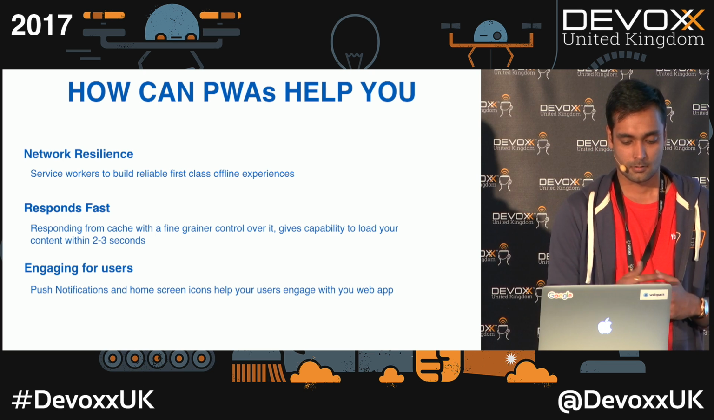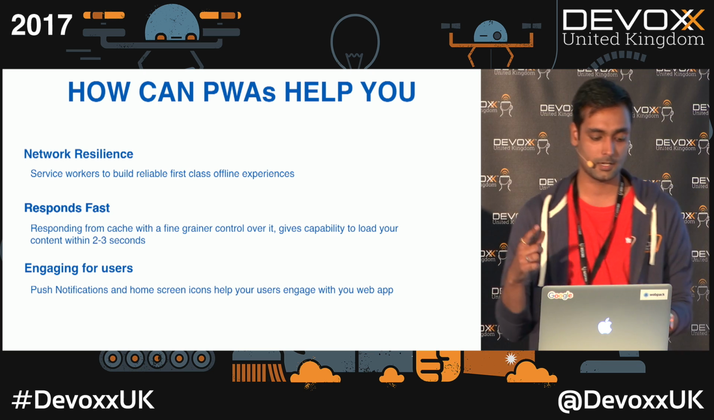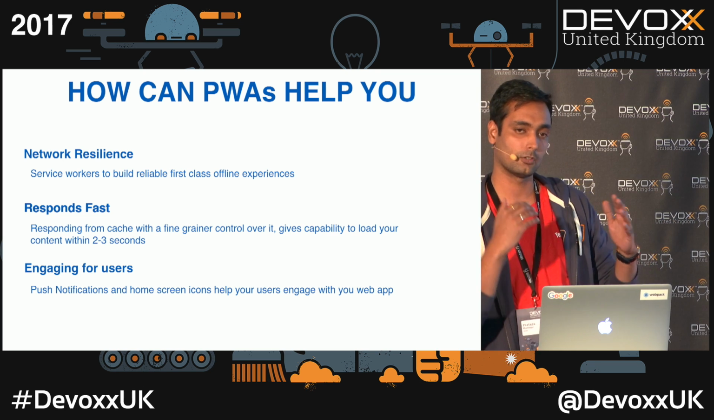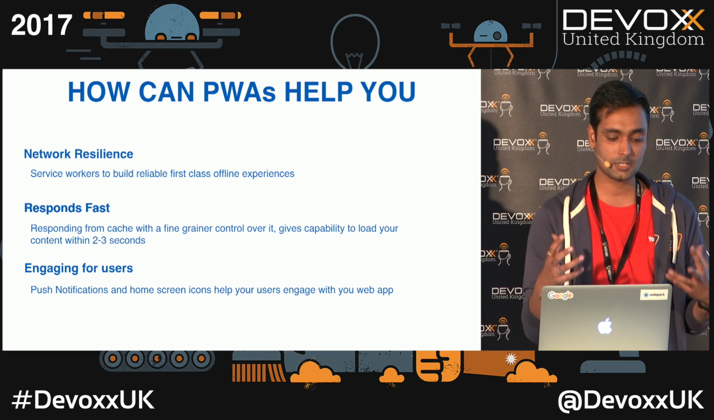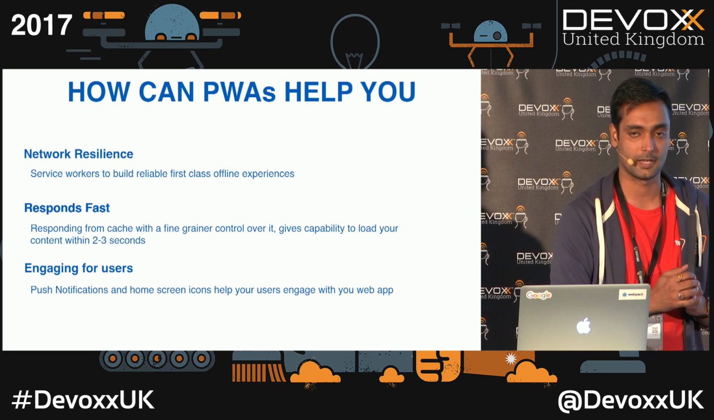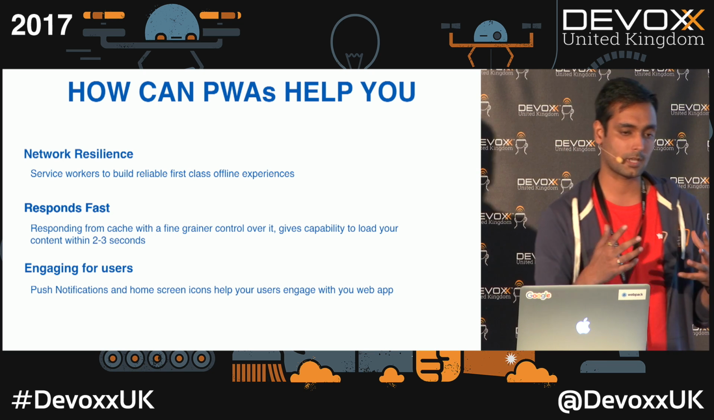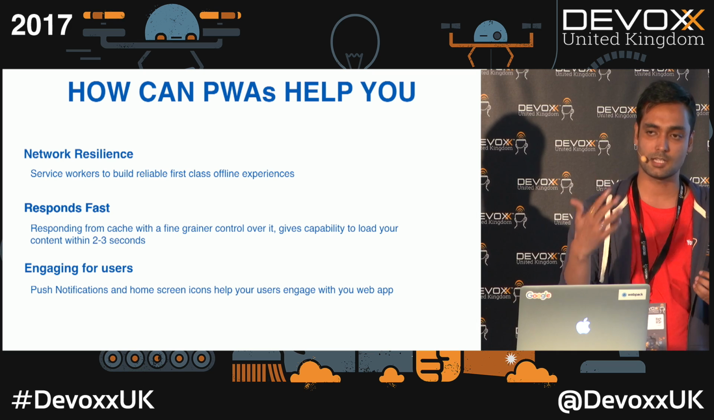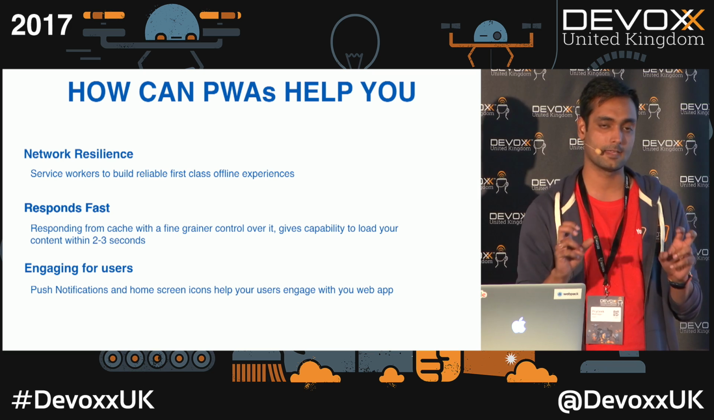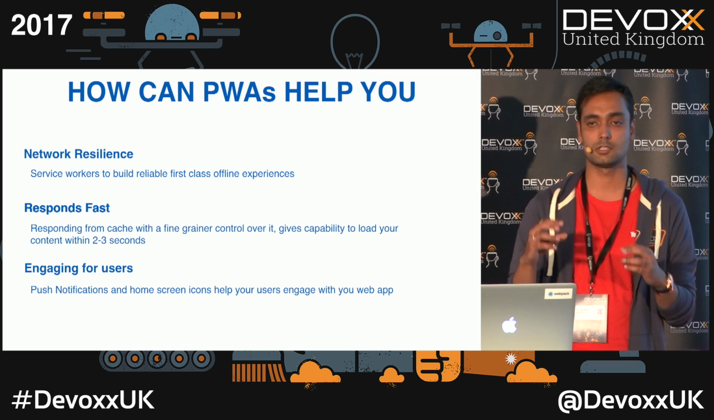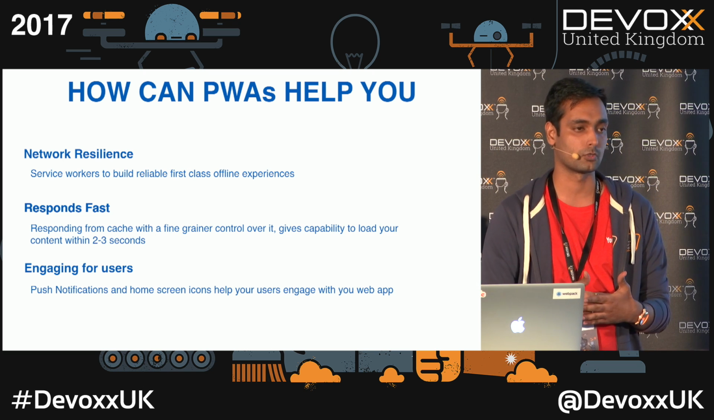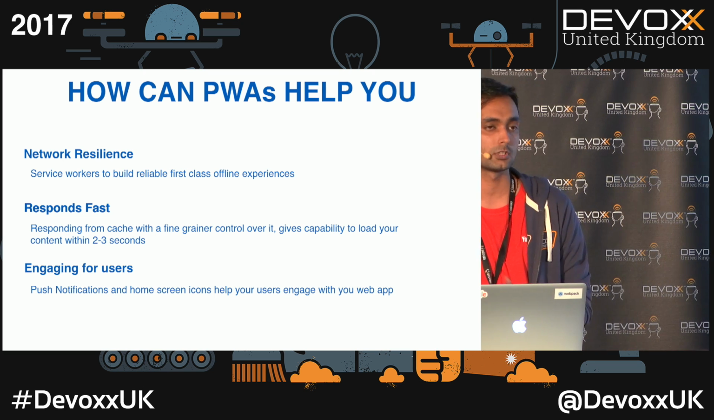So again, how can PWAs help you? This is very specific to the APIs that I'll be discussing in this presentation. The first is network resilience. The API that brings this is the Service Worker API. Service workers are basically a JavaScript file that runs in a background thread of your browser. So now it has the capability to run some portion of your scripts even after the user has closed the browser. This was not possible before Service Worker.